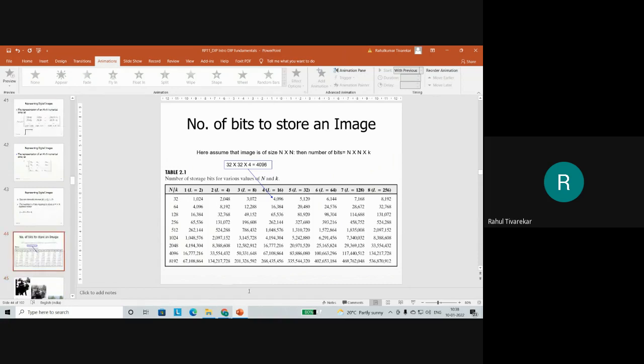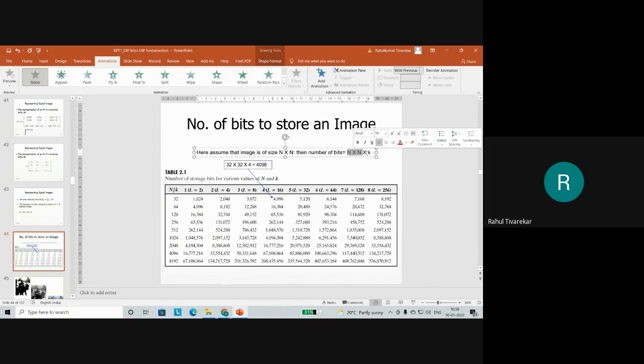This is a simple table which is showing that idea. So capital N, let's say we are having the image of square size, or the image of a dimension the same as a square. If there are N pixels horizontally, then there are N pixels vertically. So basically a square image. So N by N will be the number of total pixels, and multiplied by K will represent the number of bits needed to represent that image.